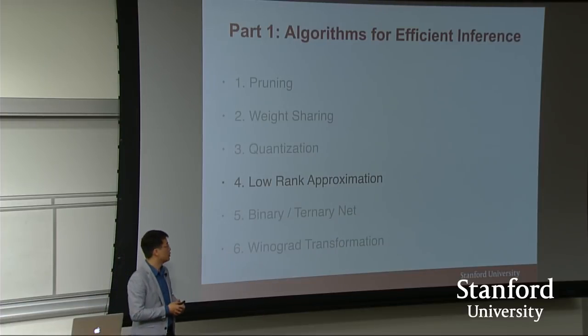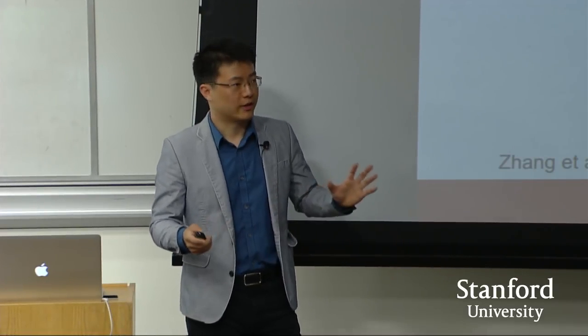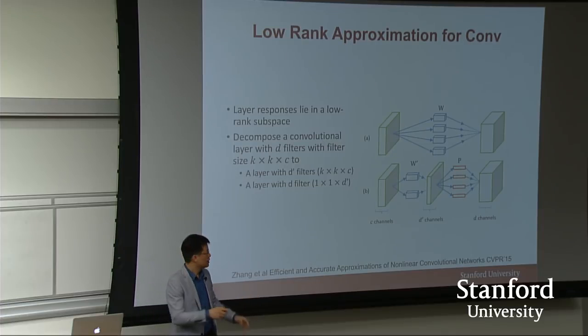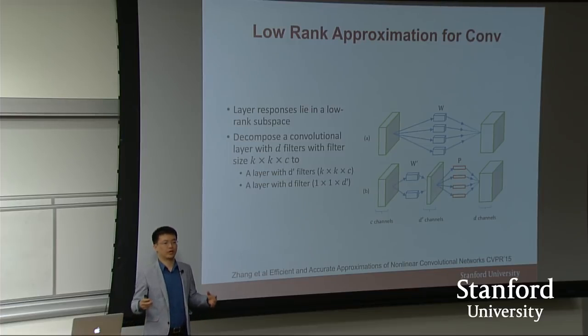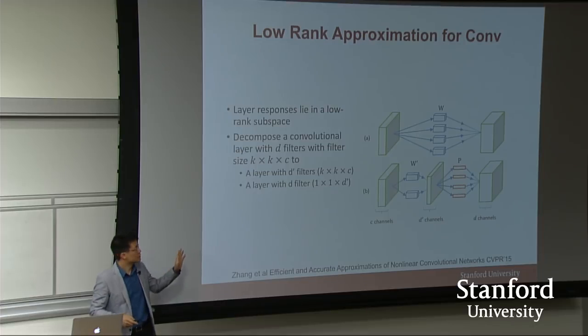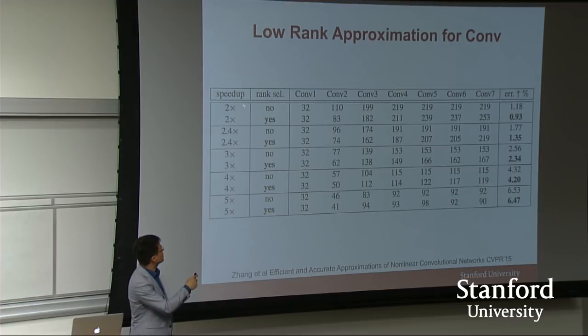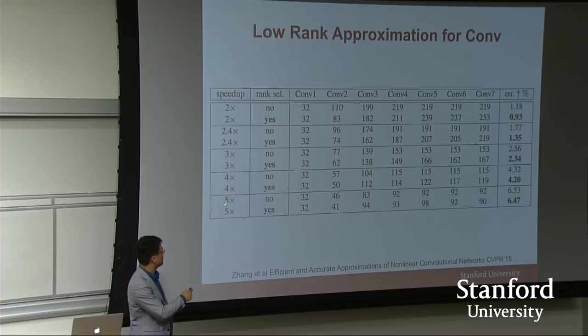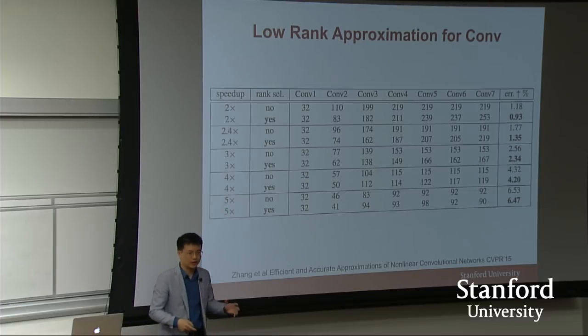Okay, next idea, low-rank approximation. It turns out that for a convolution layer, you can break it into two convolution layers: one convolution followed by a 1-by-1 convolution. It's like you break a complicated problem into two separate small problems. This is for the convolution layer. As we can see, achieving about 2x speedup, there is almost no loss of accuracy. And achieving a speedup of 5x, roughly 6% loss of accuracy.